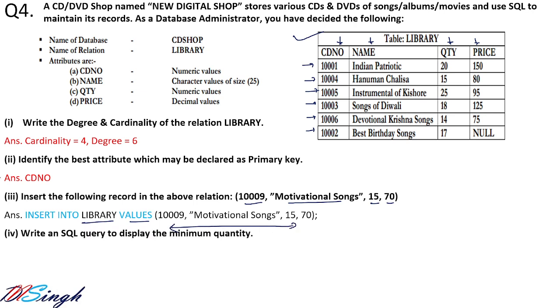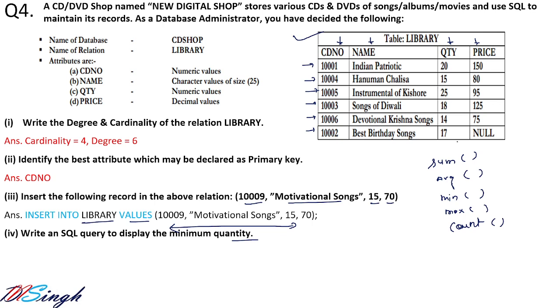Next, write an SQL query to display the minimum quantity. Now we are going to display the minimum quantity. Fine, we have the aggregate functions. What are those? Sum, average, min, max, and count. These are also called multi row functions. They will take multiple rows as input and give only one output.